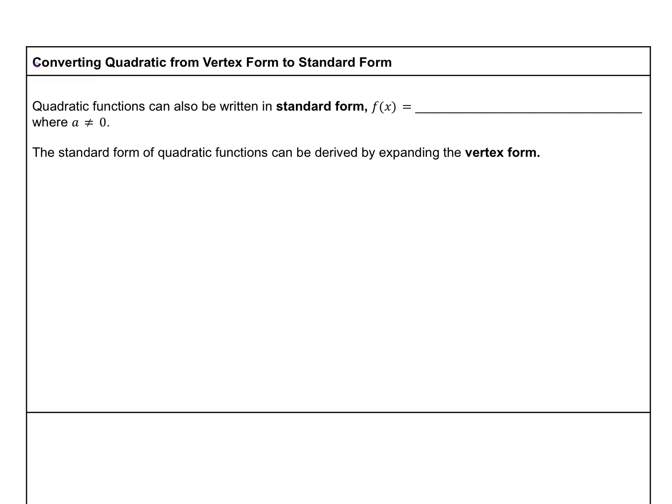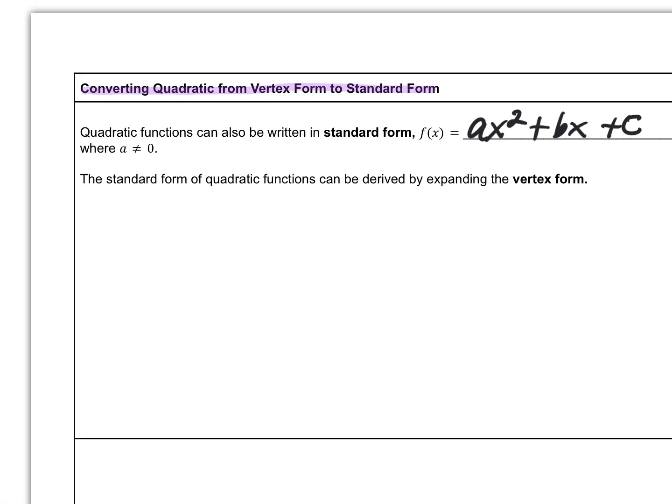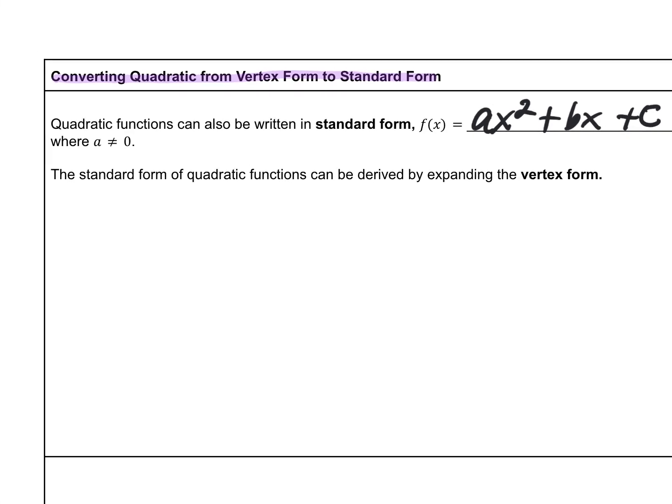So, converting quadratic from vertex to standard form, or it can also be the other way around, from standard form to vertex form. Now, quadratic functions can also be written in standard form, and that's going to be f of x is equal to ax squared plus bx plus c, where the value of a cannot be equal to 0. Now, the standard form of quadratic functions can be derived by expanding the vertex form.